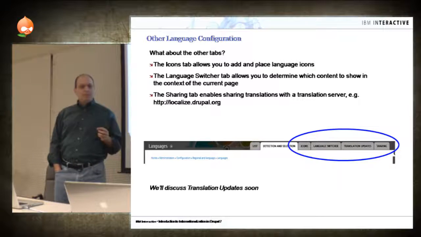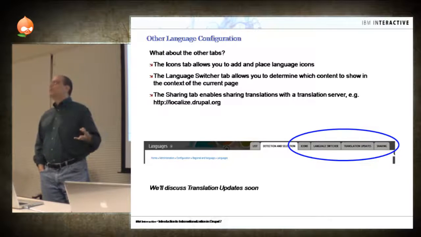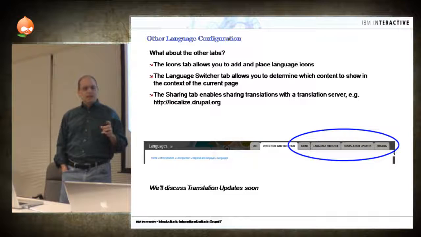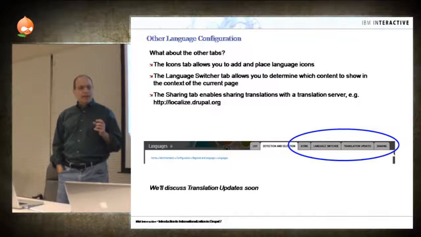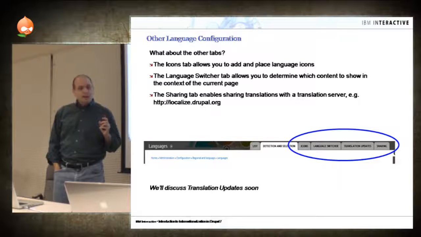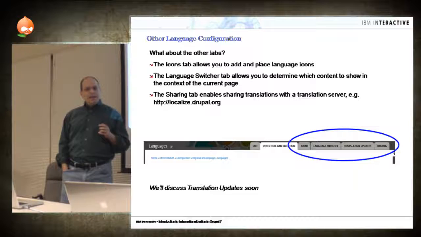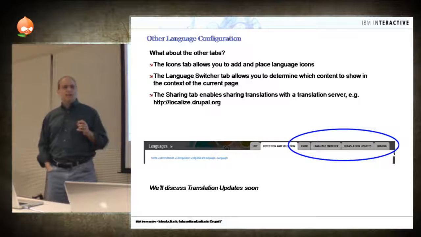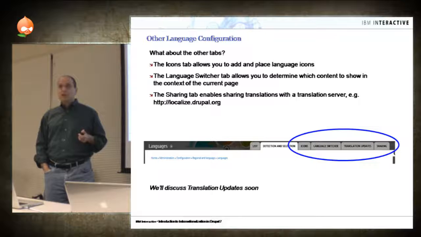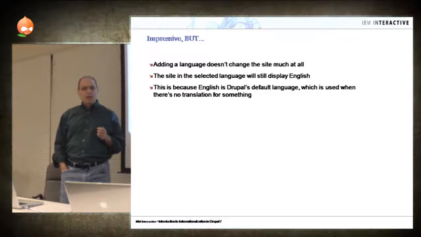The icons tab, we won't get into details about this because there's just way too much to show. But we will be talking a little bit about the latter tabs. The icons tab allows you to add and place language icons. The language switcher tab allows you to determine which content to show in the context of the current page. The sharing tab enables sharing translations with a translation server, like localized.drupal.org. We're going to be talking about that a lot in just a moment. So we're going to be returning to that tab.